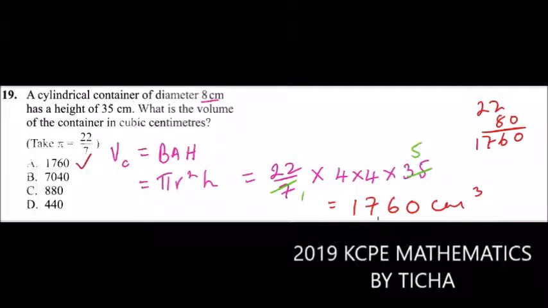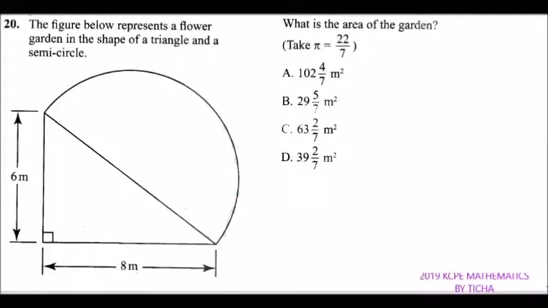So that is the answer for that question. Question number 20. The figure below represents a flower garden in the shape of a triangle and a semicircle. So we have the triangle and the semicircle. What is the area of the garden? This is an irregular shape. An irregular shape is a shape where you cannot use one formula to calculate the area. So you calculate the area of the triangle and the area of the semicircle, and we add.